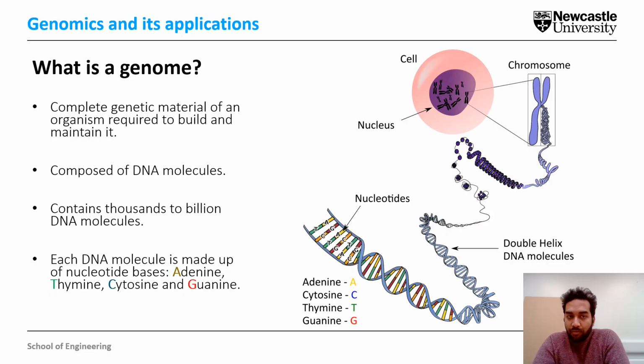So, what is a genome? A genome is a complete genetic material of any organism. It is composed of DNA molecules starting from a few thousands to billions of DNA molecules. Each DNA molecule is made up of 4 nucleotide bases, adenine, cytosine, thymine, and guanine, which can be represented as alphabets A, C, T, and G. So genome is basically a very long sequence of A, C, G, Ts arranged in a particular manner.